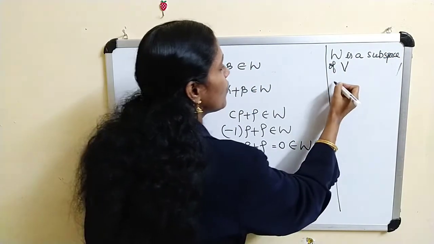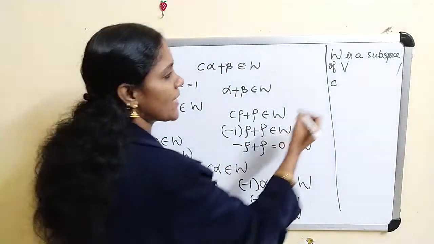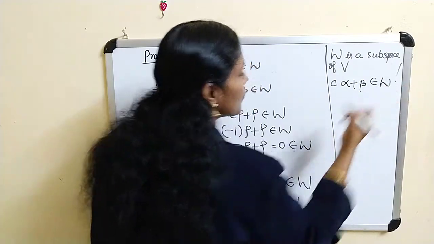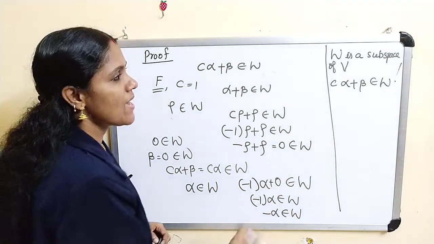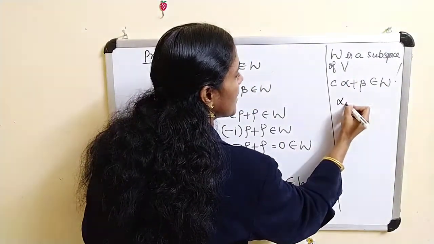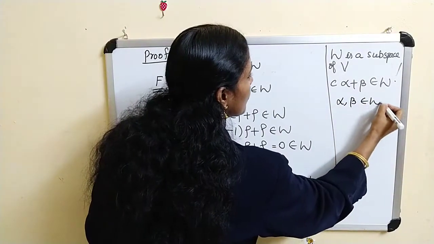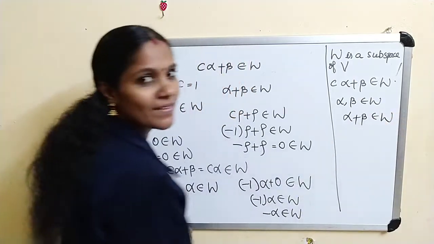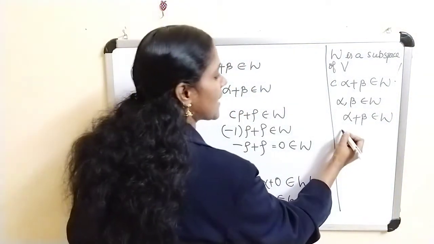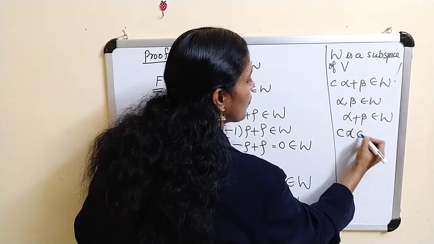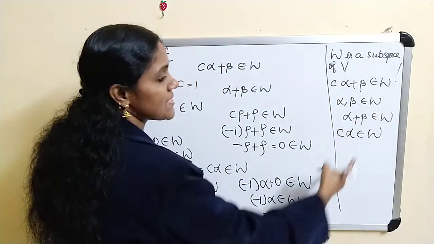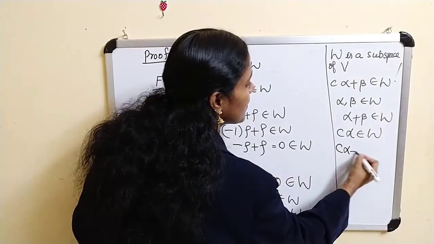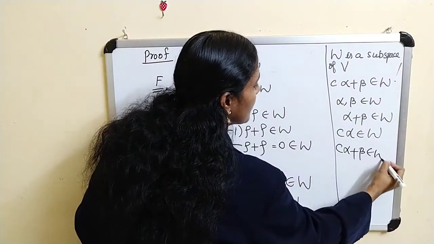And we have to prove that for any scalar C and alpha, beta belongs to W, C alpha plus beta belongs to W. As W is a vector space, for any alpha, beta belongs to W, clearly alpha plus beta belongs to W. And it is closed under scalar multiplication, therefore C alpha also belongs to W. C alpha belongs to W, beta belongs to W implies C alpha plus beta belongs to W.